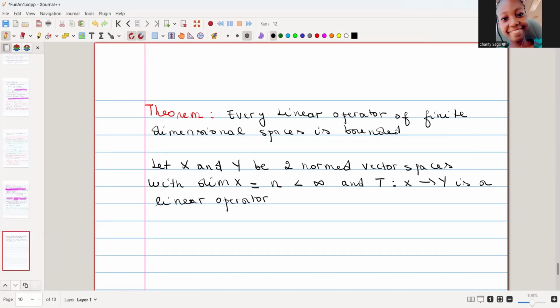T is a linear operator. Can you hear me again? Yes, okay. And T is a linear operator. So we want to show that T is bounded.